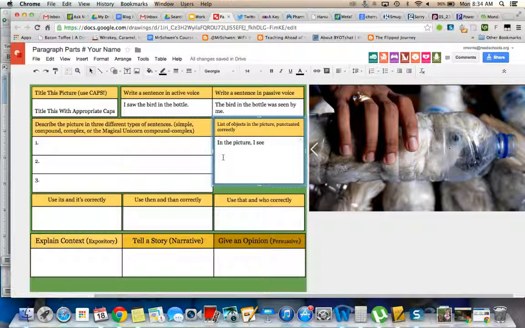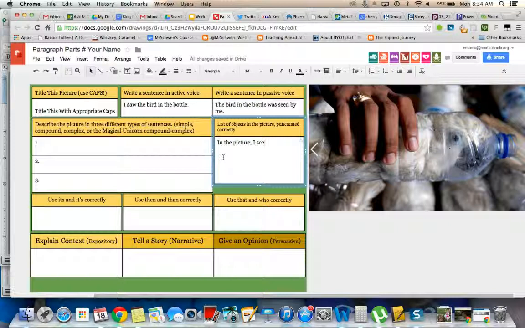All right. Next box. List of objects in the picture punctuated correctly. So start with "In the picture," comma, in the list of objects box. In the picture, comma, I see... wait, what are they called? Yellow cockatoos? So before we do what you actually see, the goal of this box is to punctuate it correctly. Meaning, what do you put after every list item?